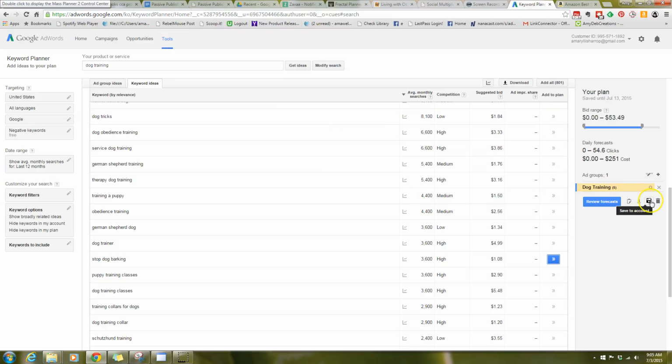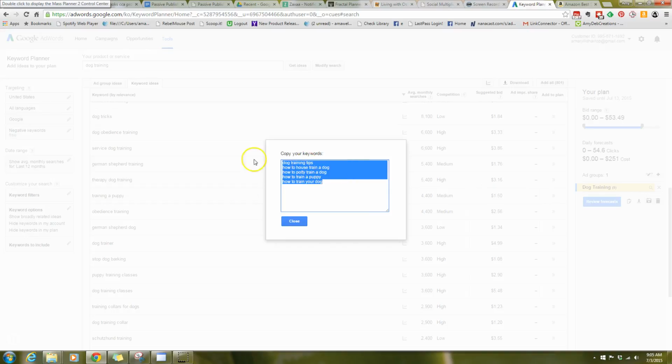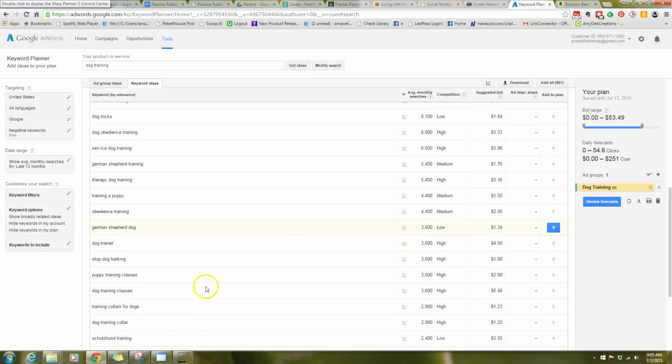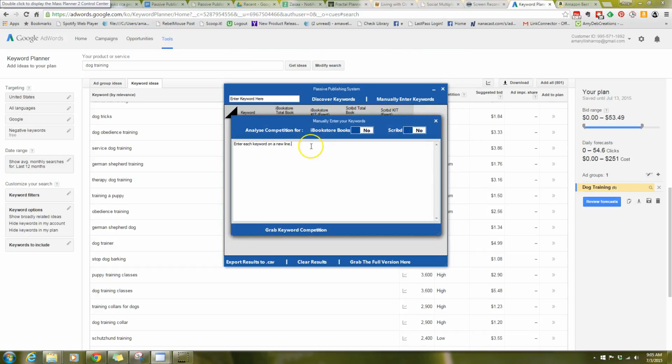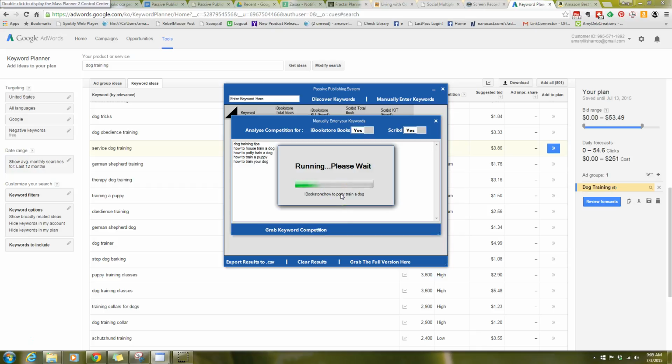Once we have our keywords here, we can go ahead and download them or copy to clipboard, I think, if you're only doing a few, because we know that these have a decent amount of search volume. So we copy these, and then we can head over here and go ahead and then manually enter keywords. Put our keywords in here, and then find out how competitive they are on the iBookstore and on Scribd.